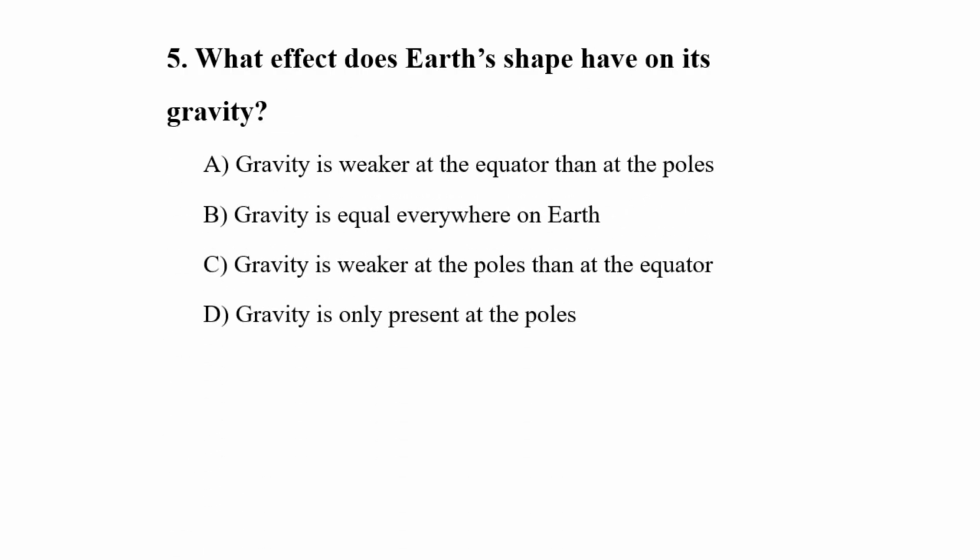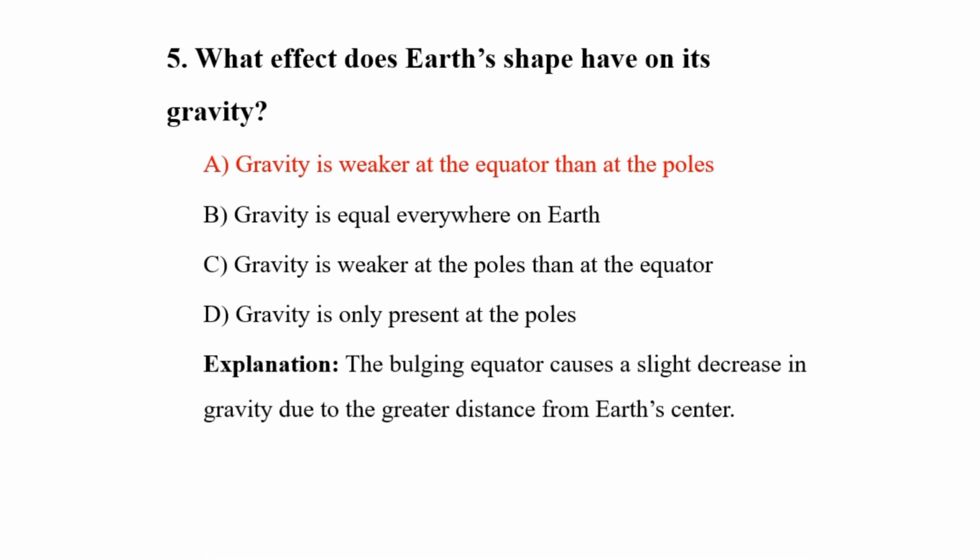Question number 5. What effect does Earth's shape have on its gravity? A. Gravity is weaker at the equator than at the poles. B. Gravity is equal everywhere on Earth. C. Gravity is weaker at the poles than at the equator. D. Gravity is only present at the poles. The answer is gravity is weaker at the equator than at the poles. This is because the bulging equator causes a slight decrease in gravity due to the greater distance from Earth's center.